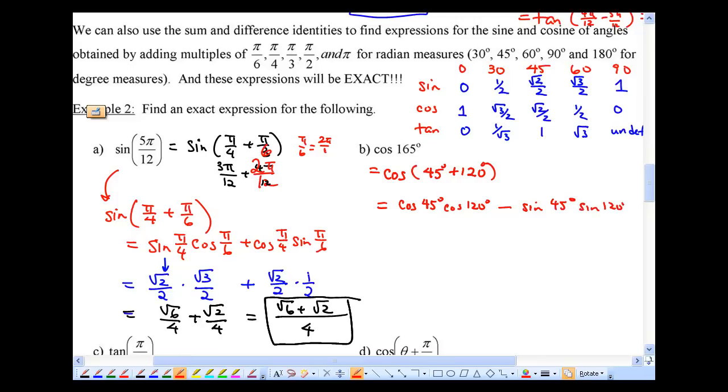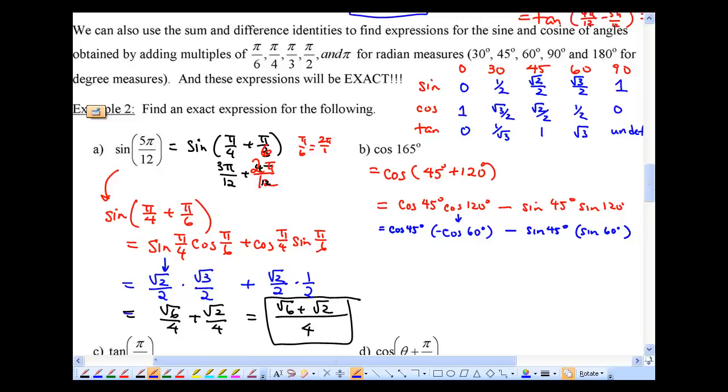So let's continue to do this then. We'll use the cosine addition identity. That'd be cosine of 45, cosine of 120, minus sine of 45, sine of 120. Now, remember, cos of 120 is the same thing as cosine of 60, but because we're in quadrant 2, it's negative. I just want you to be aware of that. And sine of 120, well, that reference angle is 60, but because it's in quadrant 2 and sine's positive, we just leave it as positive.